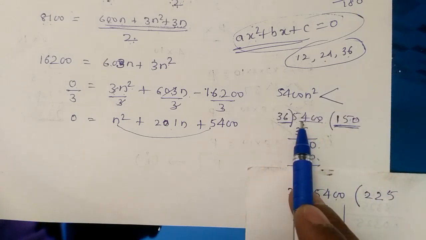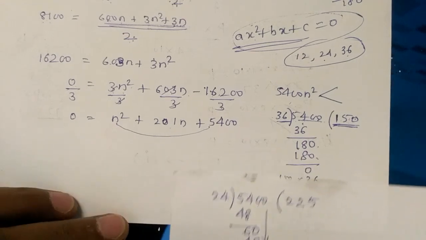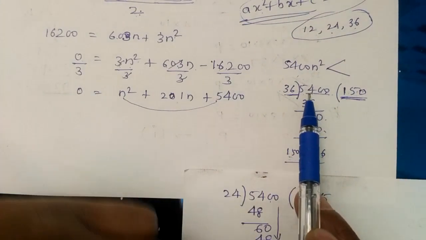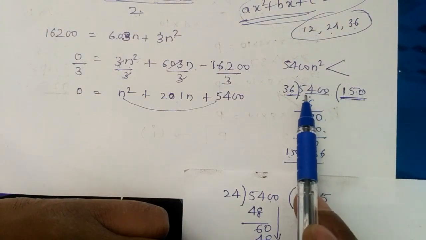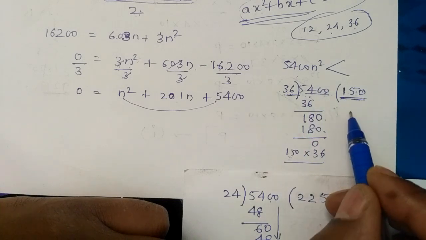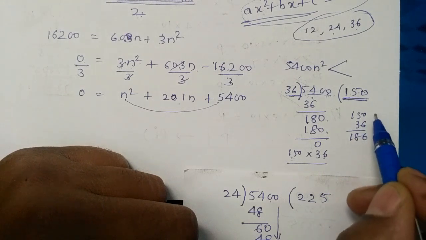24 also cancelling. 36 also cancelling 5400. Then which is correct here? If you cancel the 5400 from 36, 36 150s are 5400. With the 36 and 150 combination, if we add 150 and 36, we'll get 186.